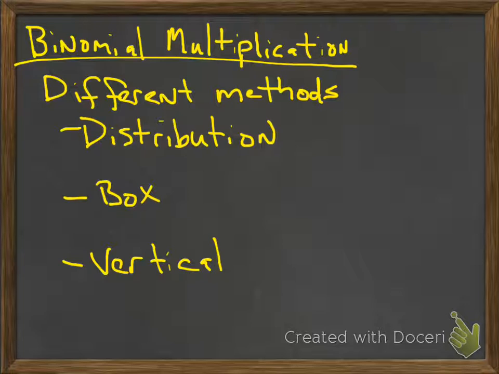Really, these are just different ways of organizing. And the FOIL method they're going to talk about, you can look at it in the book, is really the distribution method, just kind of specialized. And I really don't like talking about FOIL, so I'm not going to. So we have the distribution method, the box method, and the vertical method. So let me show you a little bit of every single group.